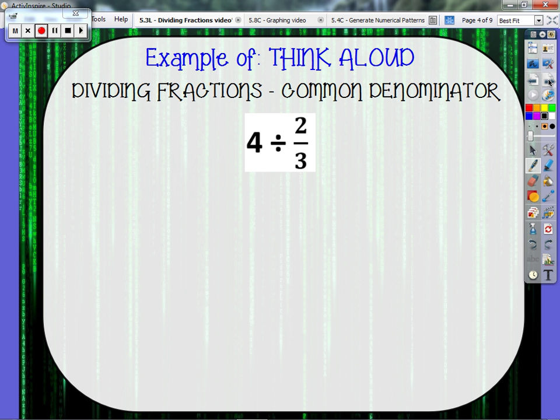So when we begin, we have 4 as a whole number, and then we have 2/3 as our fraction. We have to turn that whole number into a fraction, and we turn that whole number into a fraction by putting 1 as a denominator. So now we have 4 over 1 divided by 2/3. But if you notice here, we have 2 denominators that are completely different. So we have to find the common denominator, and we find the common denominator by using the puffy L.